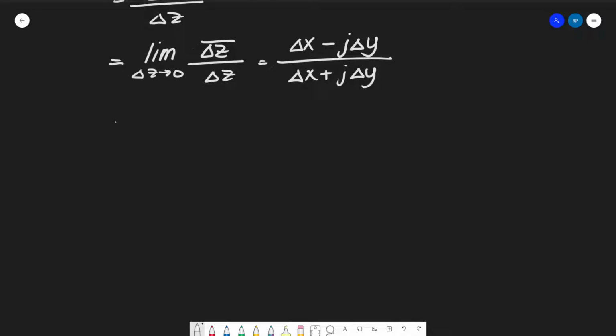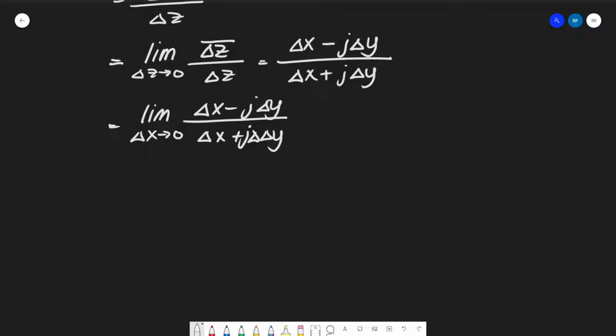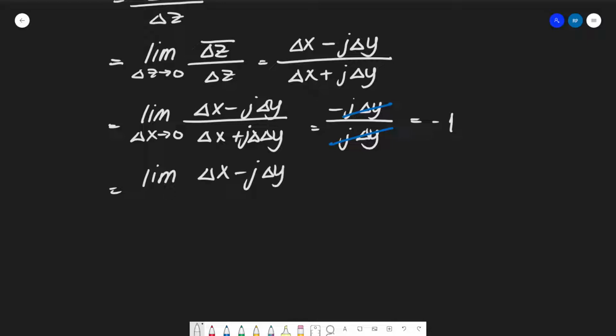They should be equal. So we have the limit of delta x minus j delta y over delta x plus j delta y as delta x approaches 0. This becomes negative j delta y over j delta y, and that cancels. What is left? Of course the negative, so we have negative 1. Next, in terms of delta y, we have delta x minus j delta y over delta x plus j delta y.